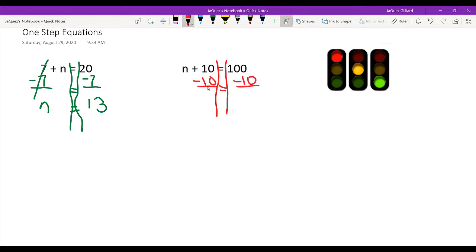All right, 10 minus 10 is what? That's right. So you can cancel it out. It's 0. Bring down your n. Bring down your equal sign. You have to bring that down. What is 100 minus 10? Good job. 90. Very good. Let's take a look at this last one.